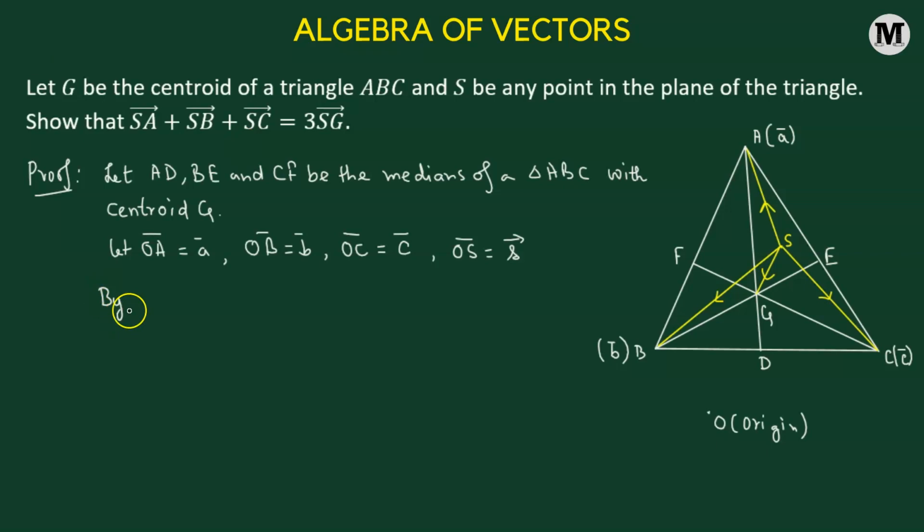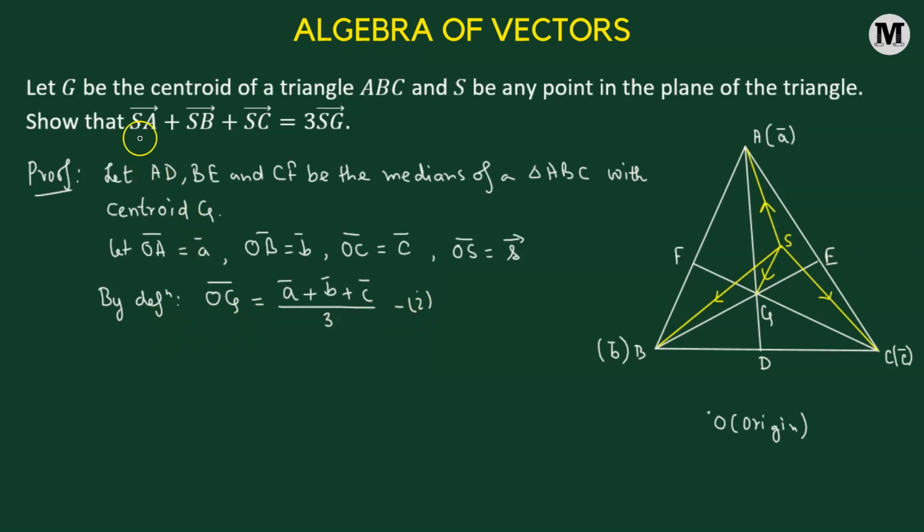Also, by definition, we know that the position vector of the centroid of the triangle ABC, that is vector OG, will be given by the sum of the position vectors of the three vertices, that's vector A plus vector B plus vector C, whole divided by 3. We're going to label this as number 1. We're going to come to this in a moment.